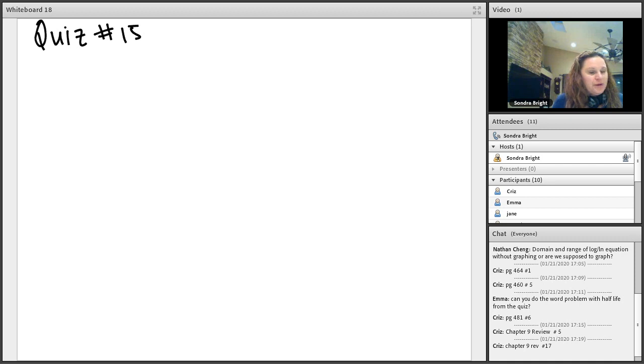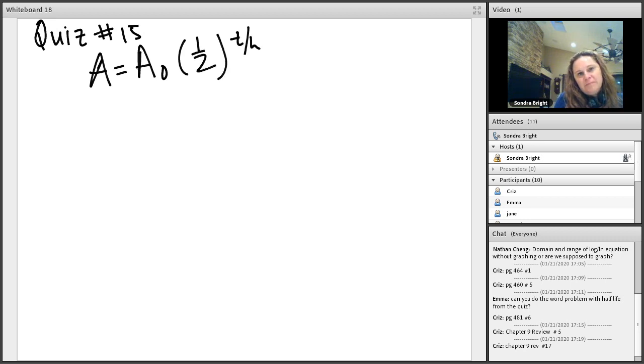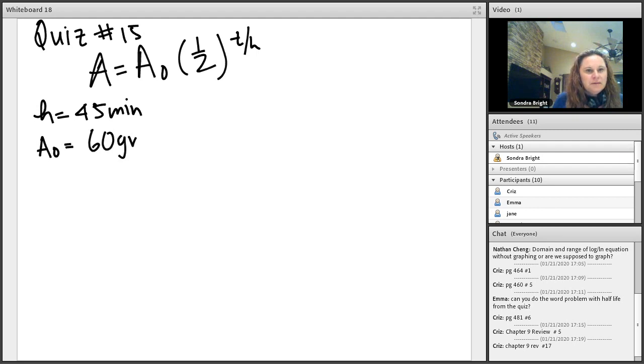With a half-life of 45 minutes. Okay, so the half-life formula is your ending amount is your starting amount times 1/2 to the t divided by h, where they give you that the half-life is 45 minutes. And if you have 60 grams to begin with, that's your starting amount, A naught, 60 grams. How much is left in 4 days? So t is 4 days.